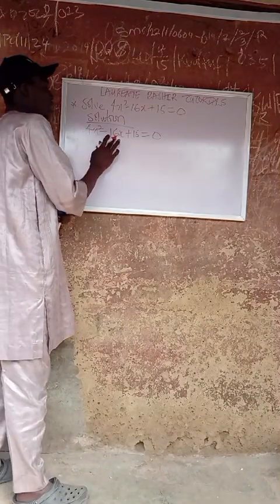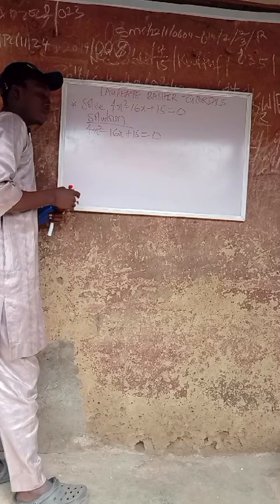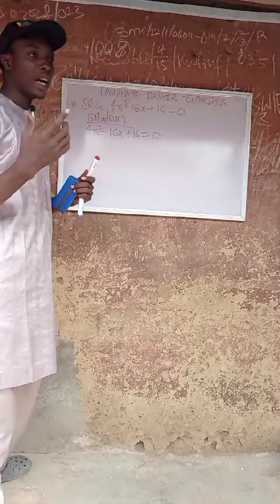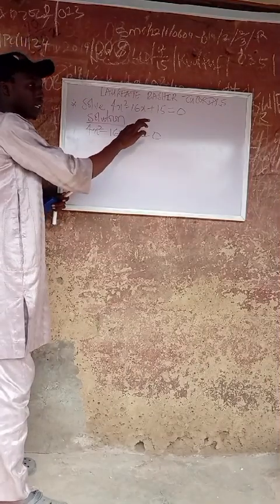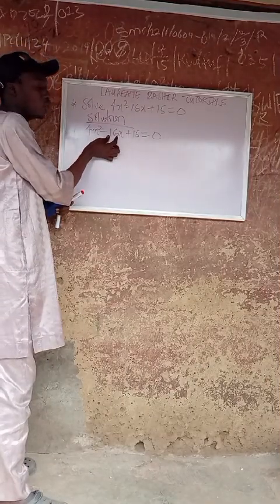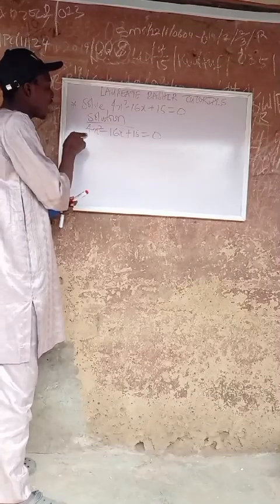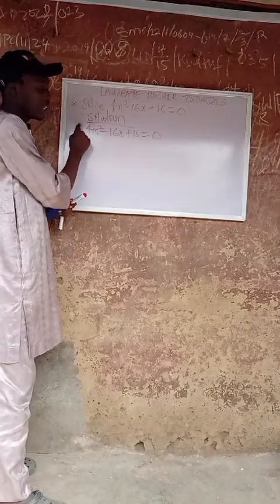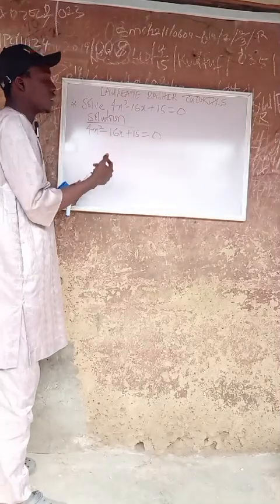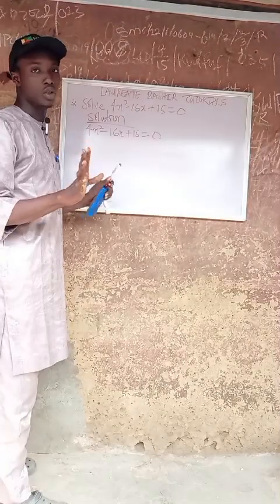Now you're having 4x squared minus 16x plus 15. You want to factorize. You think of two numbers which, when you multiply, you are going to have the constant here, and when you add, you are going to have the number at the middle. But mark you, you are having a significant number as the coefficient of x squared. If it is 1, you don't need to consider it. Let's say it is x squared minus 16x plus 15, you don't need to consider it.